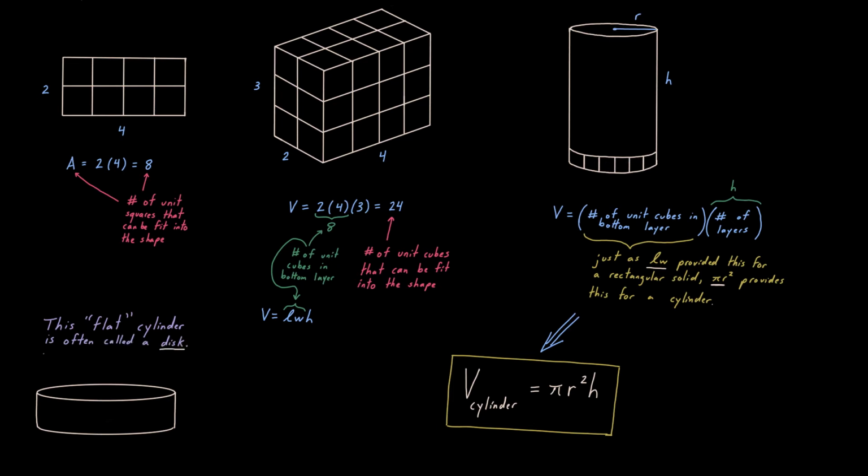And now you may be wondering, why did I bother drawing a flat cylinder? Well, this flat cylinder has a special name. It's often called a disk. And he's going to prove very useful. In fact, he's going to be the key piece in us finding the volumes of infinitely many shapes. Let's see how that works.